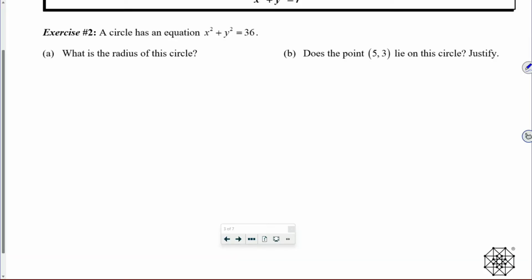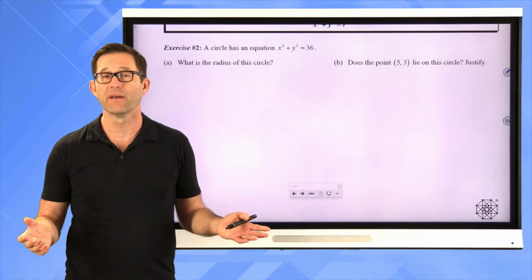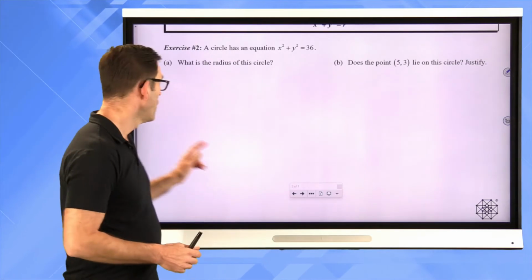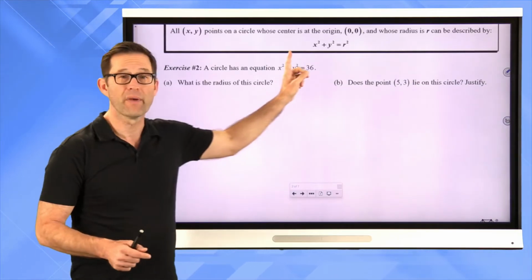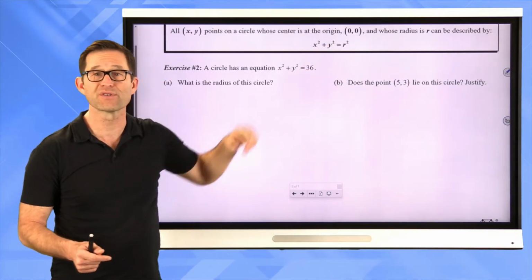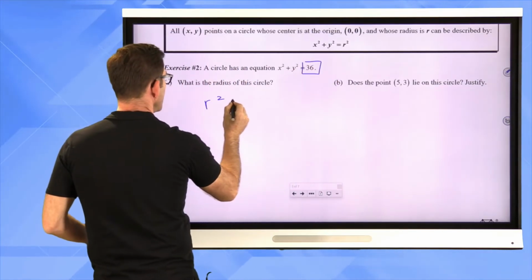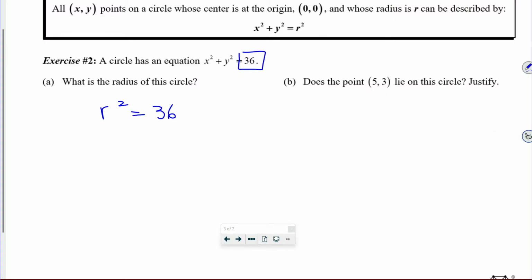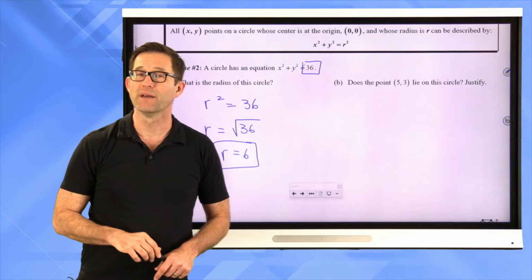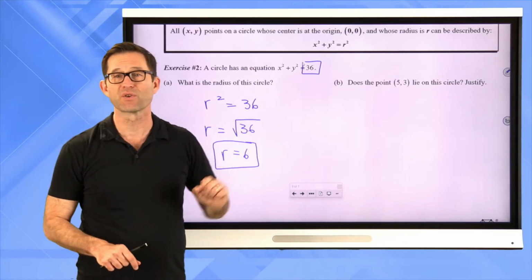Exercise number 2. A circle has an equation x squared plus y squared equals 36. What is the radius of this circle? All right, well, this is simple enough, right? Whenever we have a circle of the form x squared plus y squared equals r squared, this number is the radius squared. So the radius squared is 36, which means the radius must be the positive square root of 36, which means the radius must be equal to 6. It's real simple. That is always r squared.